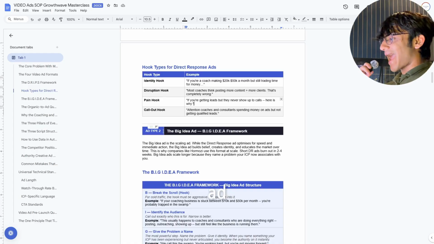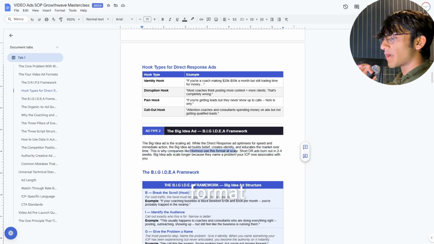Now getting on to ad type 2, which is the big idea framework. The big idea ad is the scaling ad. While the direct response ad optimizes for speed and immediate action, the big idea builds belief, creates identity, and educates the market. This is why companies like Hormozi use this format at scale.